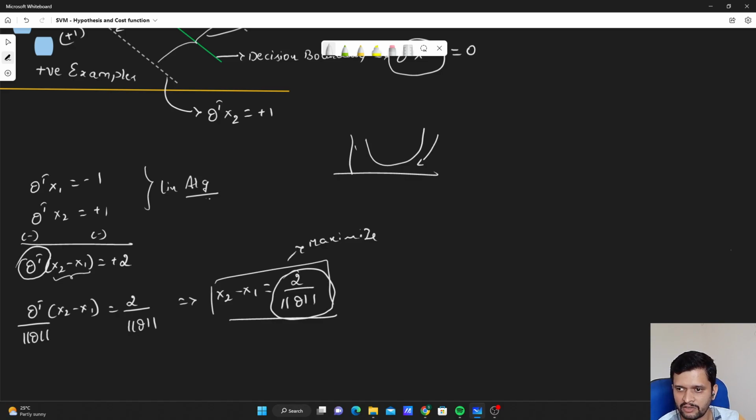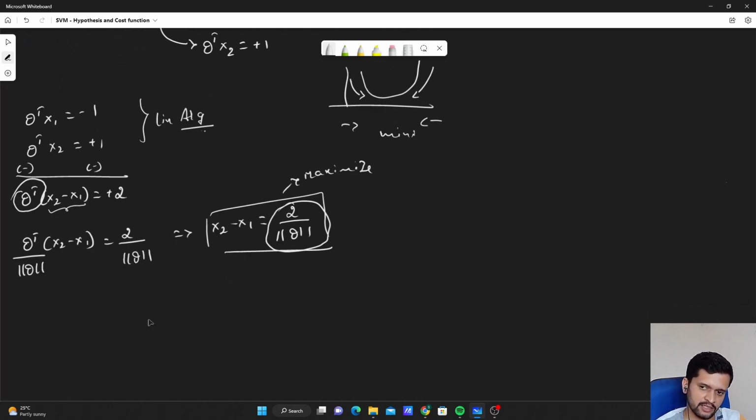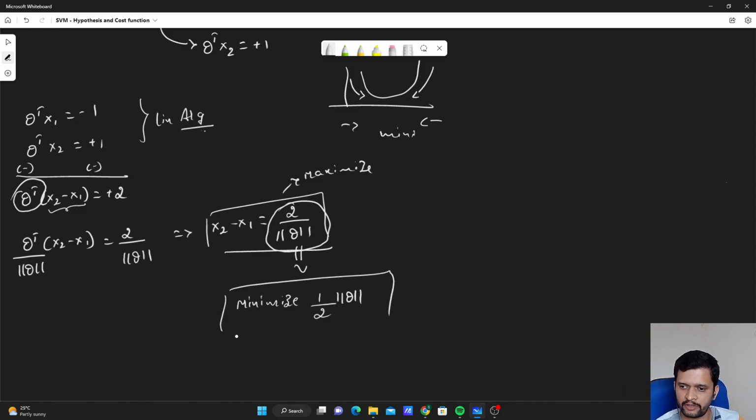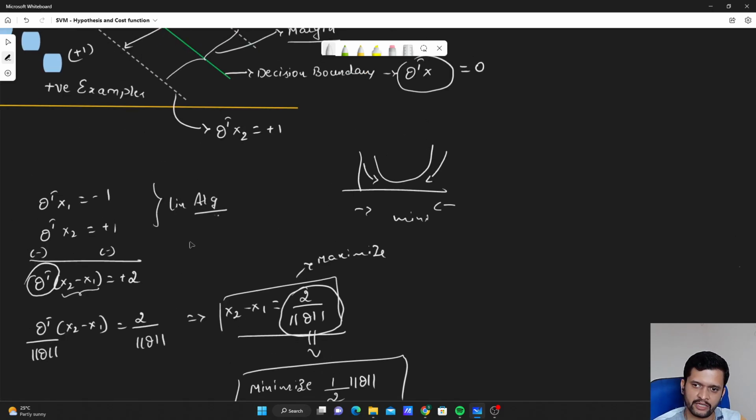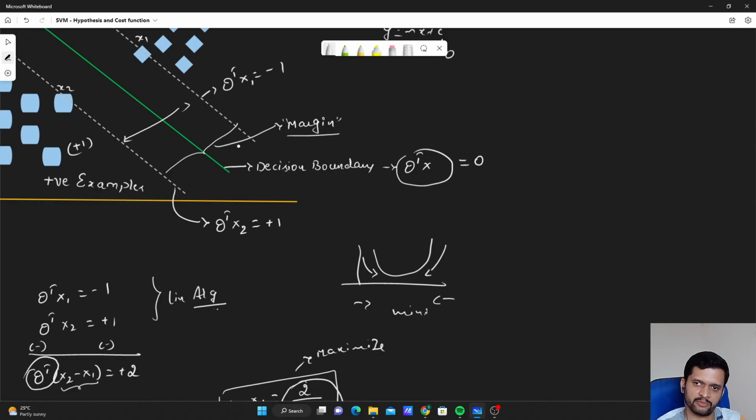And we minimize the cost function, and we always deal with minimization problems, right? So in order to be consistent with gradient descent, we can flip this equation. Instead of maximizing, we can minimize 1 by 2 times the norm of theta. Okay, so this is what we will be doing with support vector machine. If we do this, we will have this large margin separation between the support vectors that decides the decision boundary.